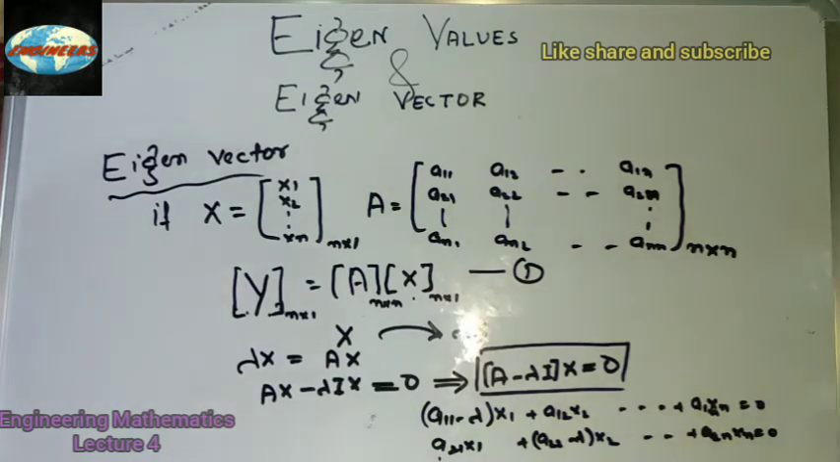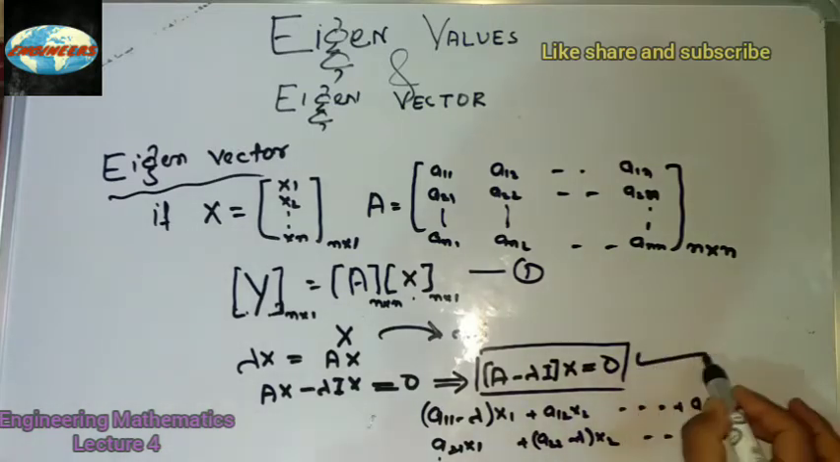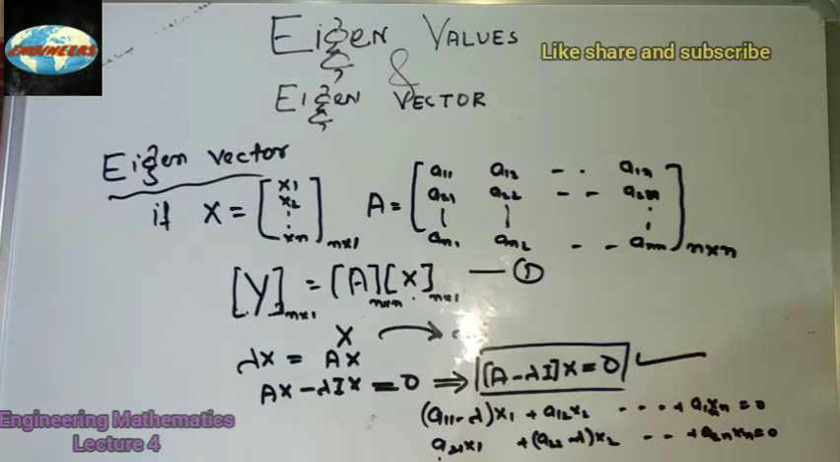So this matrix equation represents n equations. Actually, this is a homogeneous form. What is a homogeneous form of equations? That we will discuss in the next lecture. Just remember, if the system of equations is equal to 0, that is, on the right side there is nothing, then we call those equations a homogeneous system of equations.